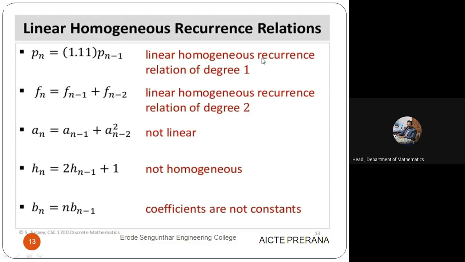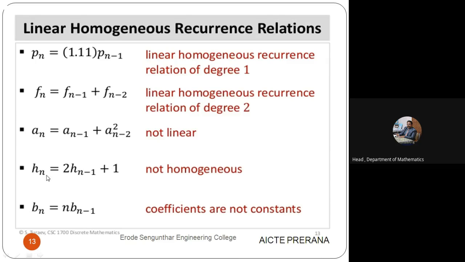These are linear homogeneous recurrence relations. The equation Pn equal to 1.11 Pn minus 1 is a linear homogeneous recurrence relation of degree 1. The Fibonacci sequence is an example of a linear homogeneous recurrence relation of degree 2. This recurrence relation is not linear, since here an equal to an minus 1 plus an minus 2 squared. Therefore, it is not linear.